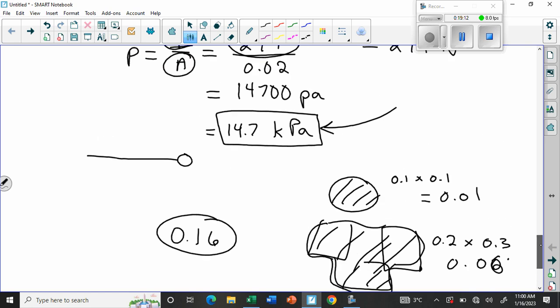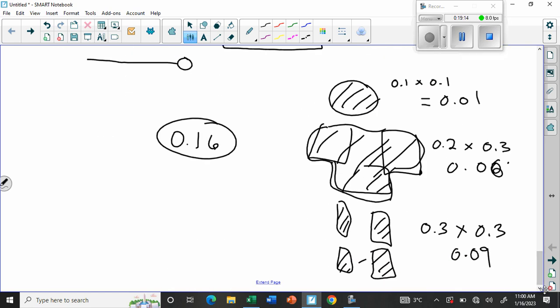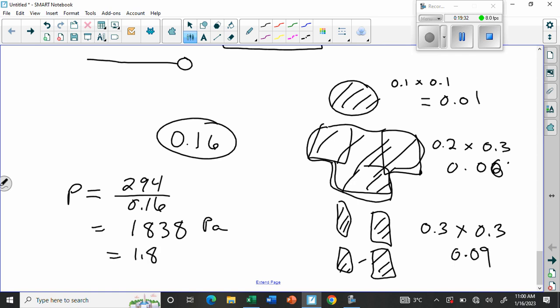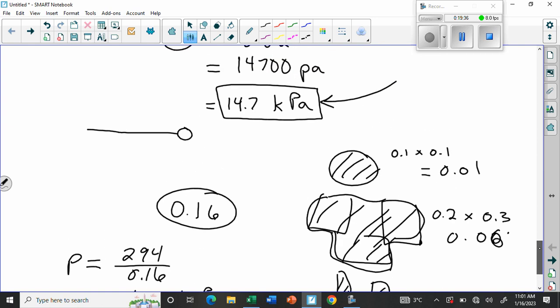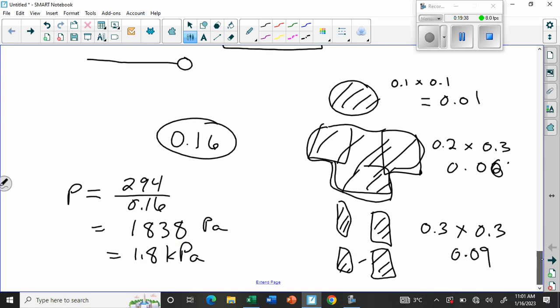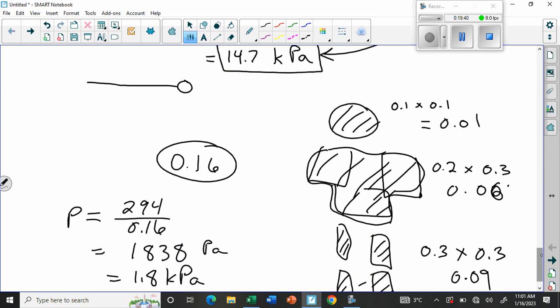Now, it's still the same weight, 294. But if we calculate the pressure now, it's 294 over 0.16, which is going to give us a much different number. I'll just quickly do that. So that's only 1,838 pascals, or 1.8 kilopascals of pressure. That's a lot less, isn't it? It was 14, and it's only 1.8 now. It's much, much less. Look at the two numbers.